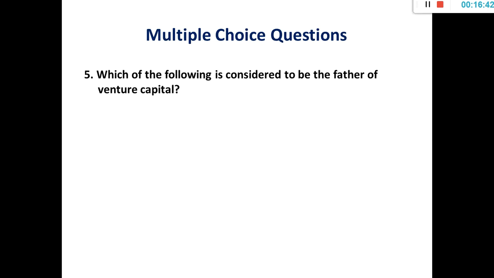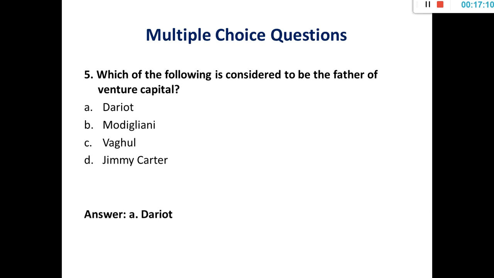Then the fifth question: which of the following is considered to be the father of venture capital? The first option is Deriot. The second option is Modigliani. The third option, option C, is Waghul. Option D is Jimmy Carter. So let us see who founded venture capital. It is Deriot. He founded the venture capital idea.